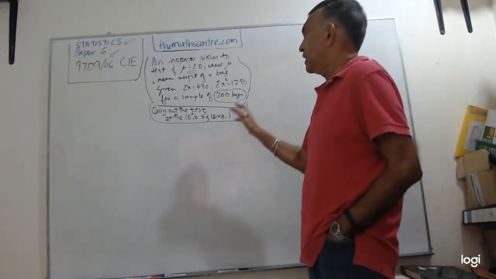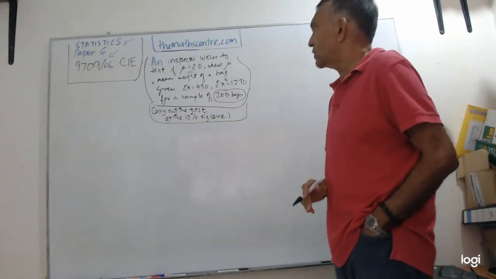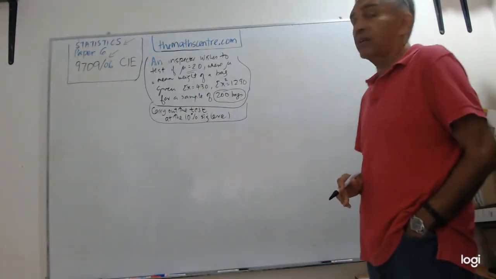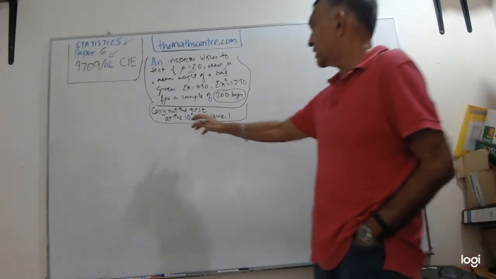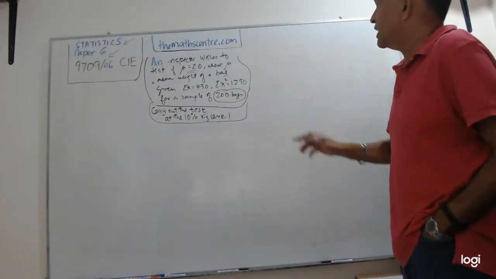Now, let's read on. From that sample of 200 bags, he has given us some data. Summation x is 430, and summation x squared is 1290. And you are asked to carry out the test at the 10% significance level. So what are the things that we need?